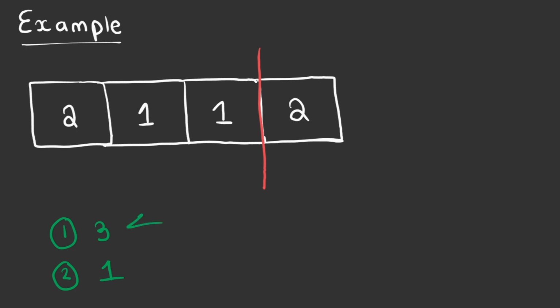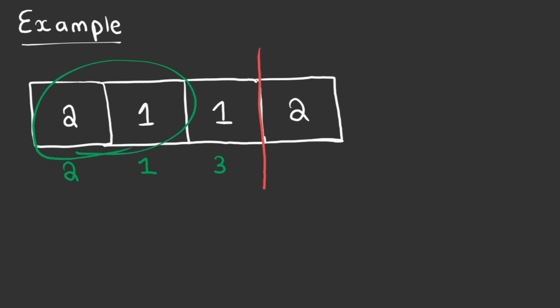That means the most amount of money we can make until the third house is $3. That's by robbing the first house and the third house. So the values until this point are 2, 1, and 3. Now it's important to realize the trick that we use to get this value is simply by looking at the previous two values in the array.